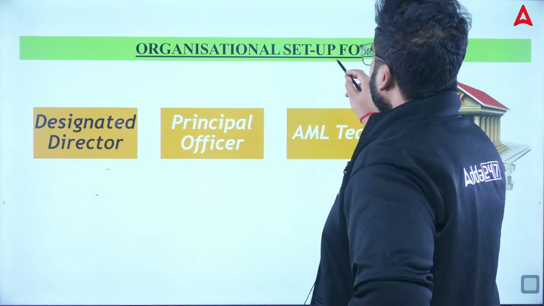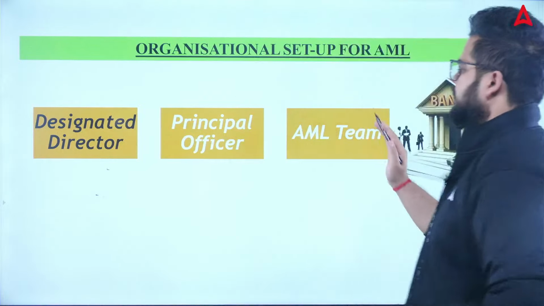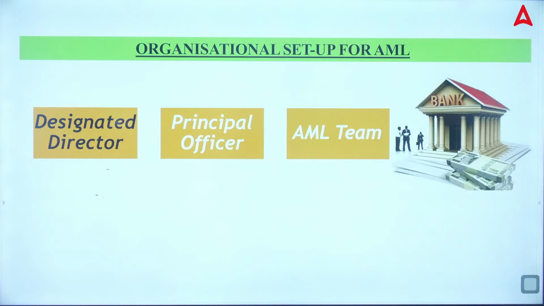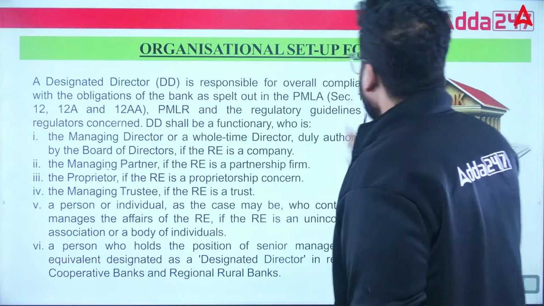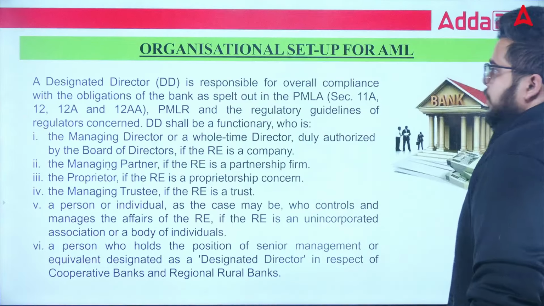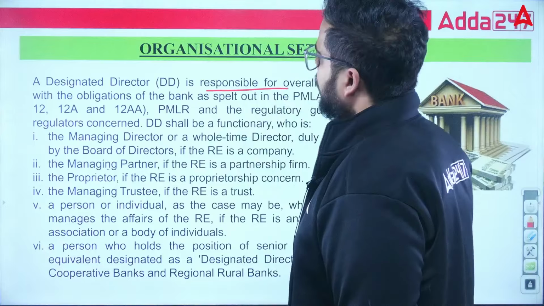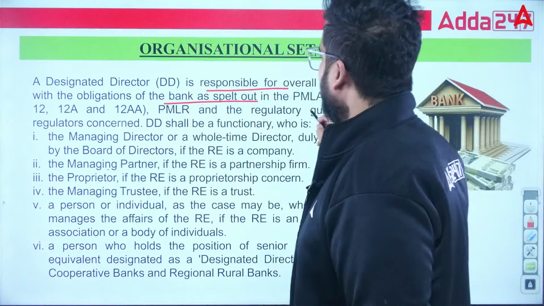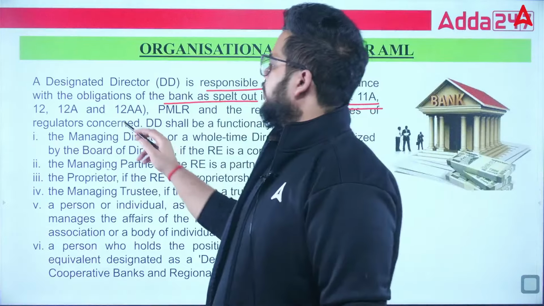Then we have the organizational setup for AML: designated director, principal officer, and AML team. These three form the overall organization for the AML, the most important being the designated director, the DD. He or she is responsible for overall compliance with the obligations of the bank as spelled out in PMLA sections 11A, 12, 12A and 12AA.